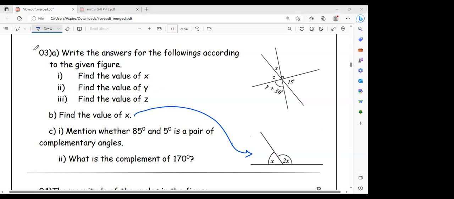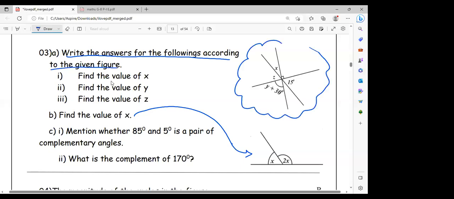Okay, have you finished with the writing? Write the answers for the following according to the given figure. Okay, you have to take the help of this one. Now you have to find the value of x. Please let me know how we find the value of x.